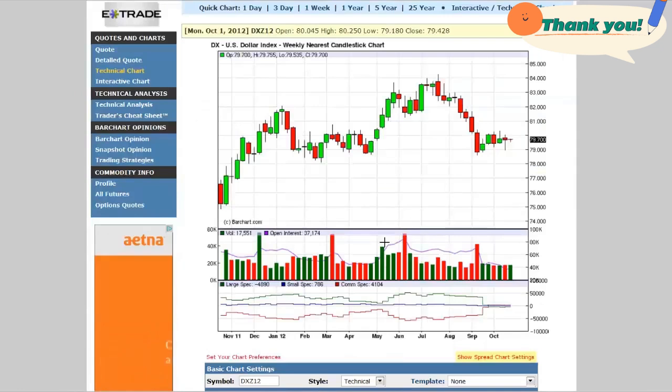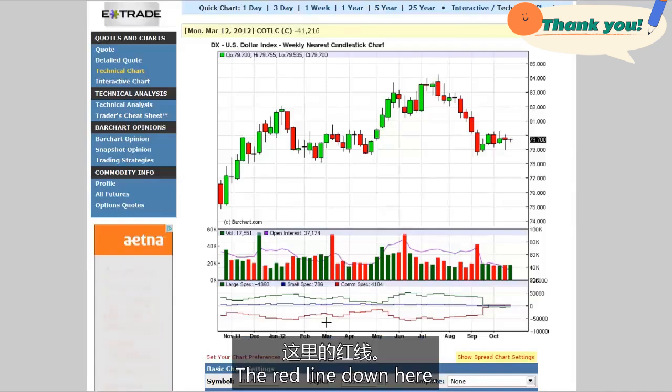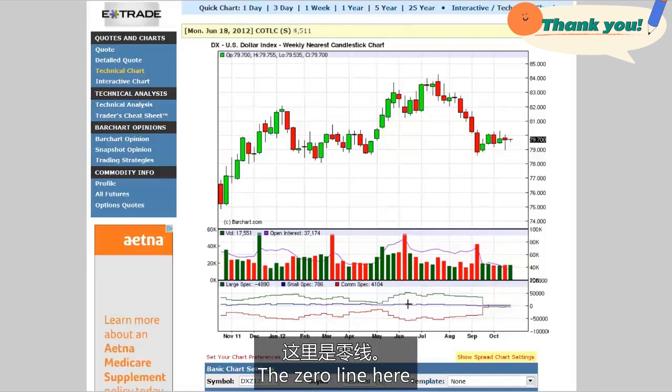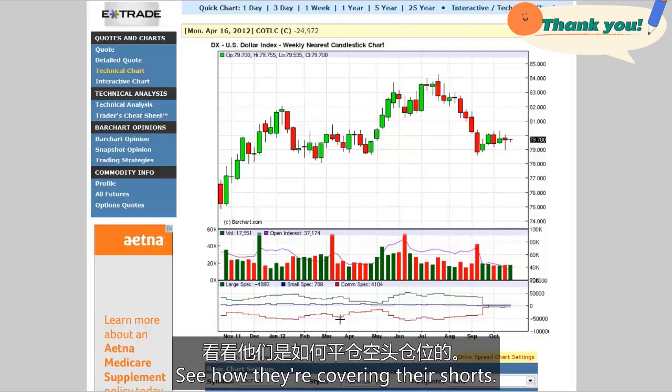Okay, now watch. See the open interest declining here? That's lessening of shorts. The red line down here is the commercials. Okay, they are below the zero line here because they are net short. But look what they're doing at the same time here. Middle of March going into April, they're really reducing their shorts. See how they're covering their shorts?